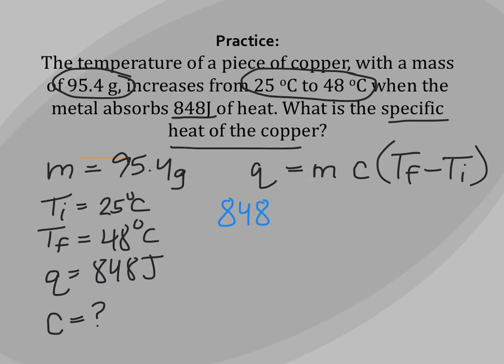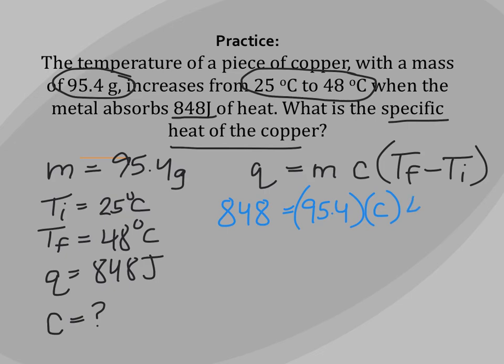The total energy is 848 joules. The mass is 95.4 grams. The specific heat, I don't know. I'm solving for it here. Now, what if you did get the specific heat or you needed it? You could always look on that chart like we had on the previous page. So that chart will be available to you. Sometimes you just have to look up the specific heat if you don't have enough information, all right? But in this case, we're trying to solve for it.